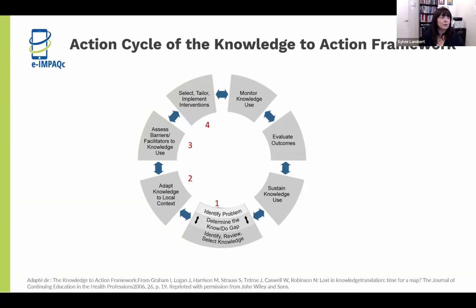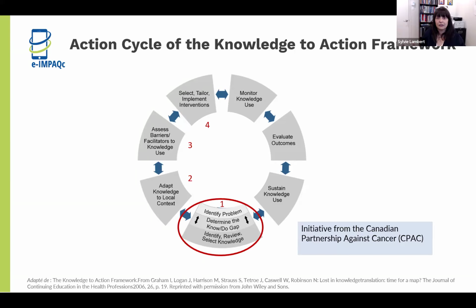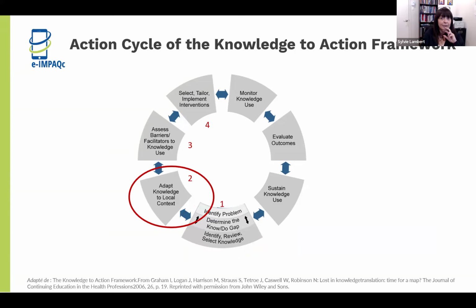No. So the first part is to identify the problem. So once you want to do an implementation project, you identify the problem, determine the gap, and identify the knowledge that will help you address this gap. We did not have a choice. The Canadian Partnership Against Cancer said, we are implementing PROMS across Canada in cancer care. We have all of those systematic reviews. So when we approached the centers, there was no discussion there. We just went ahead.